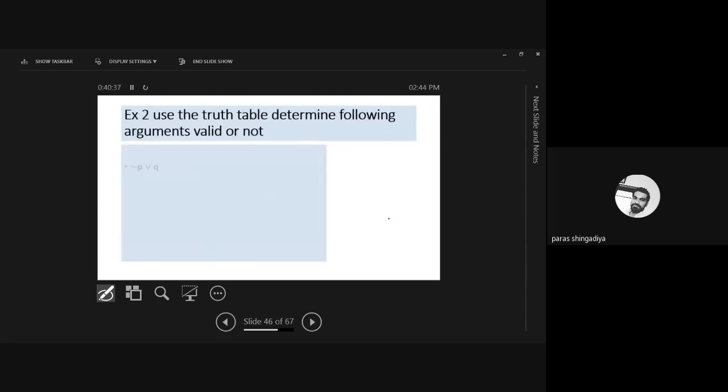Now next, this is for your practice. Okay, complete it. There is one random data given: negation P or R conditional to the negation P, and third one P conditional to the negation R. Okay, so let's try it now. So is this valid or not? Okay, so prepare the table and try it.